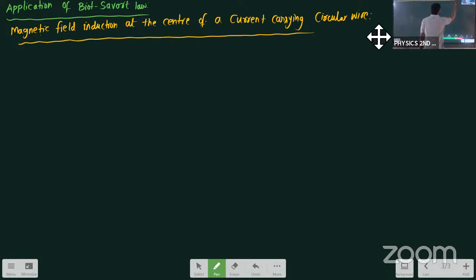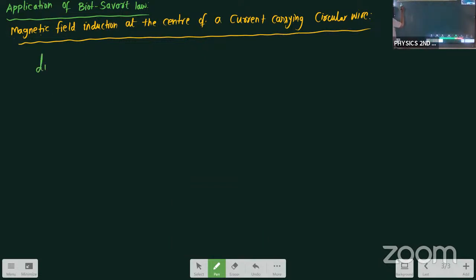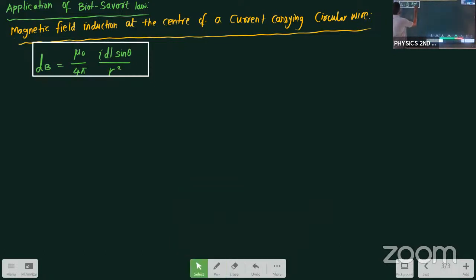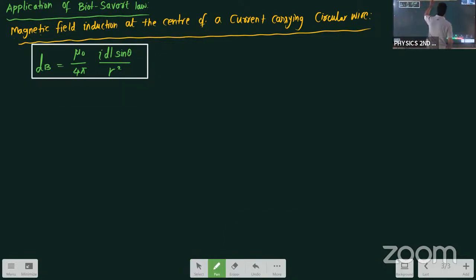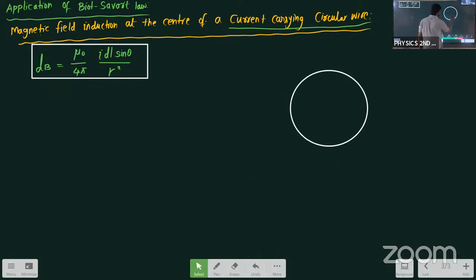Carefully see this. What is our Biot-Savart law? Our Biot-Savart law formula is dB is equals to mu naught divided by 4 pi I dl sin theta divided by r square. This is the formula for Biot-Savart law. By using this formula, we'll be solving this above problem. So here let us consider a circular current carrying wire. So this is current carrying circular wire.